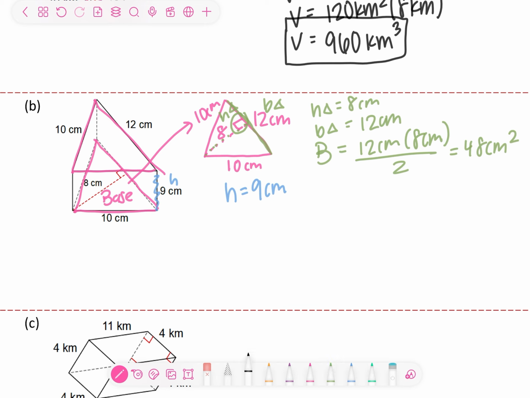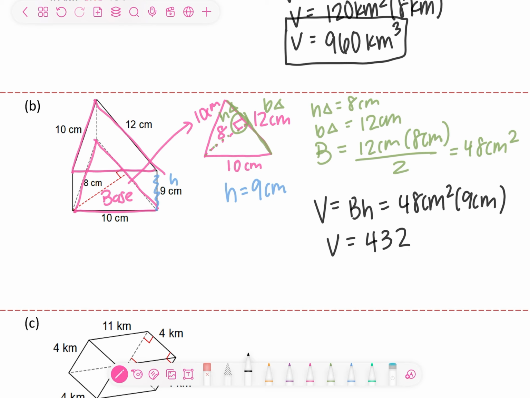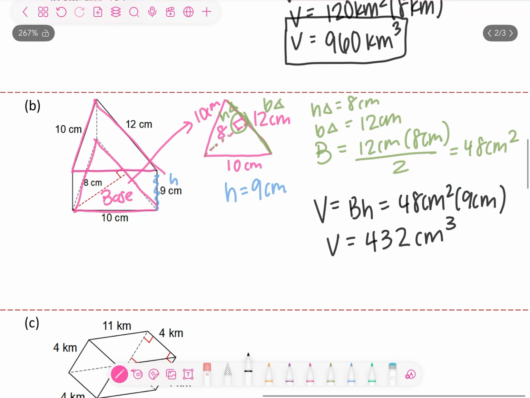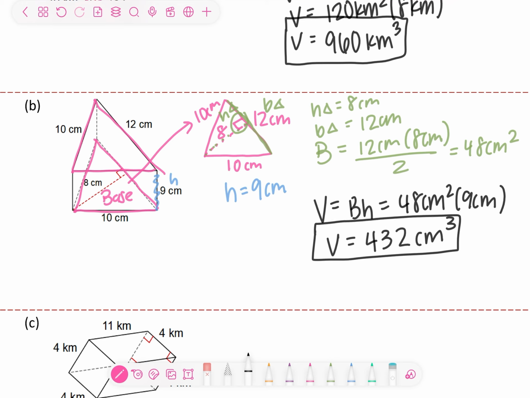And then to find the volume, you're just multiplying base area times height. So you're going to get the 48 centimeters squared times the 9 centimeters. And so that volume is going to be, I'm doing this in my calculator, 432 centimeters. And again, since you're multiplying squared times another centimeter, that's going to be to the third power, or cubed. Perfect. All right, you might want to try this last one. Pause the video, and then you can unpause and watch.